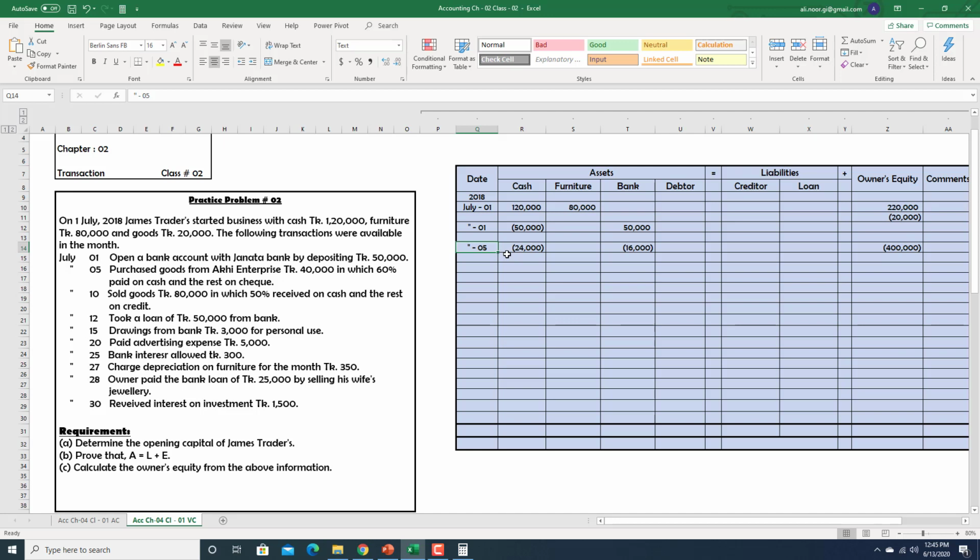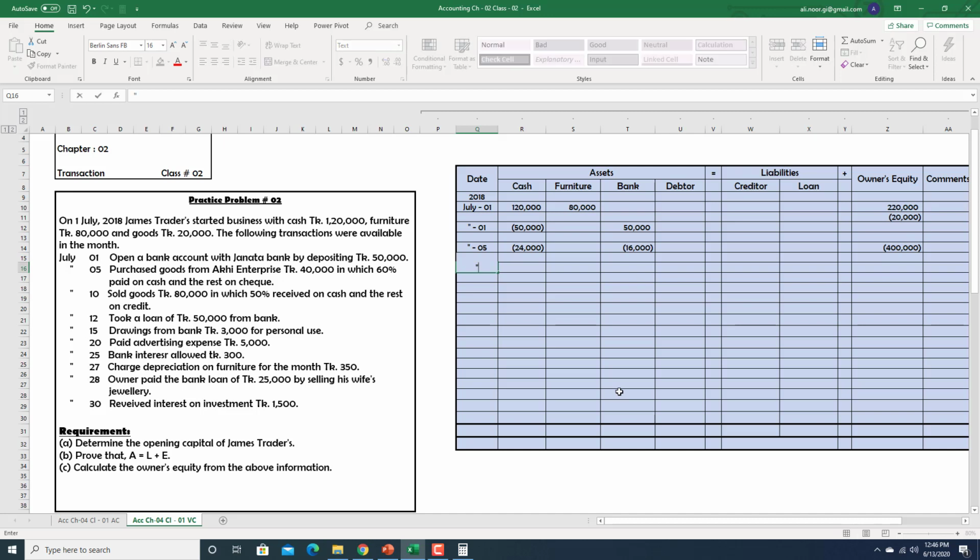Okay, so let's read July 10. July 10, goods sold taka 80,000, in which 50% received on cash and the rest on credit. This is just like the July 5 transaction. This time goods are sold, so we will receive the payment in cash and the rest on credit. So the solution will be just like this.